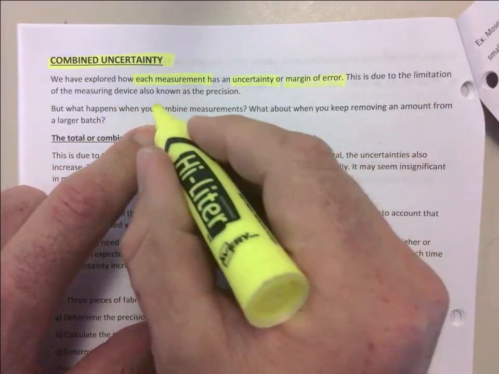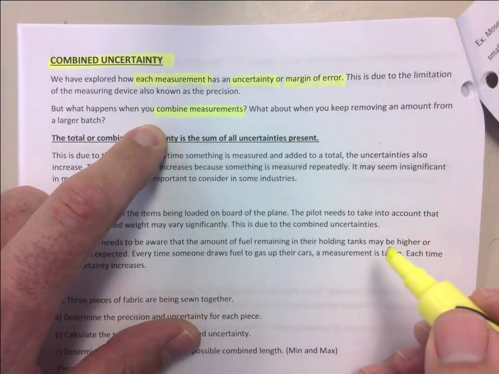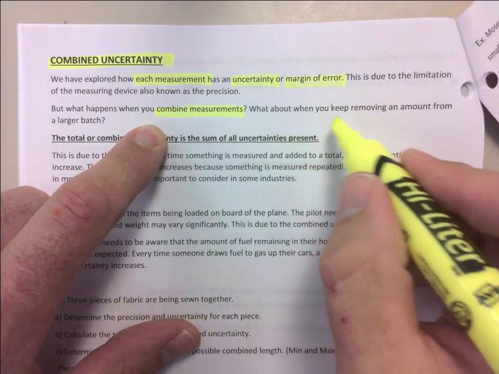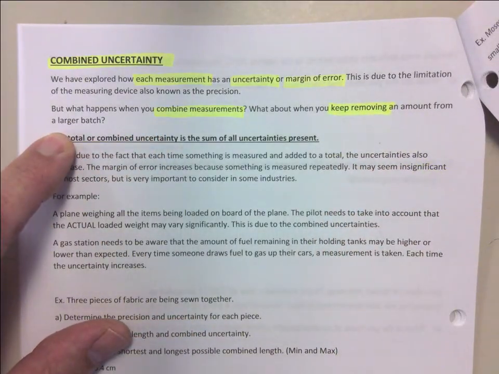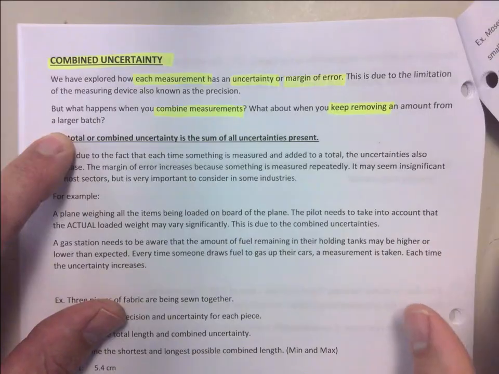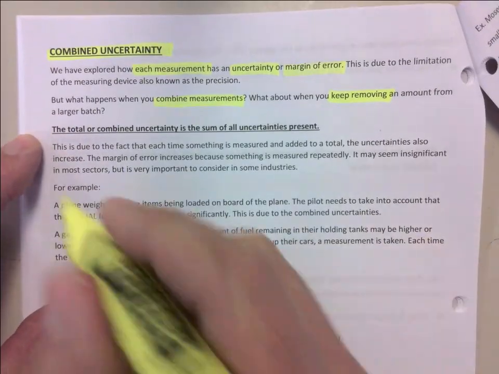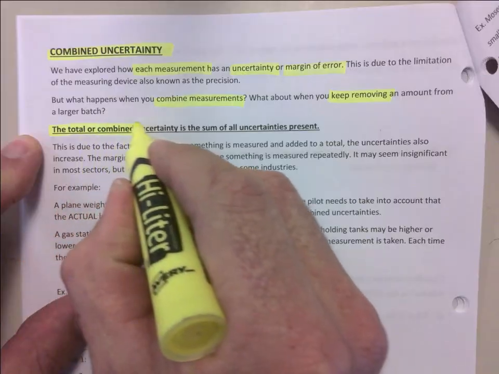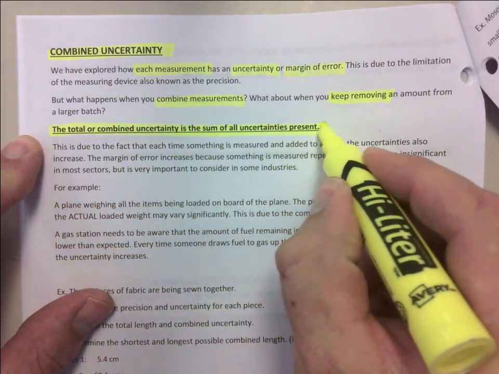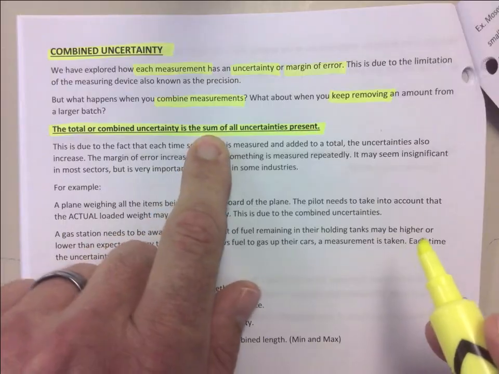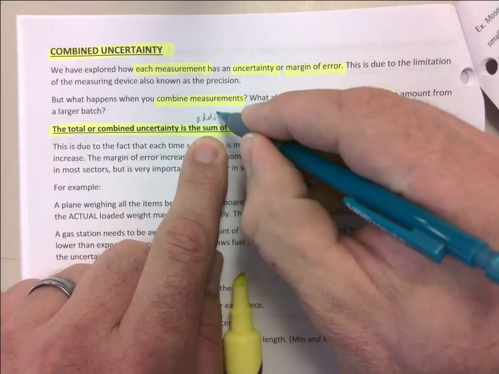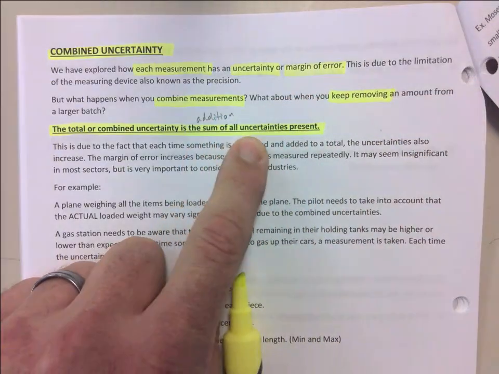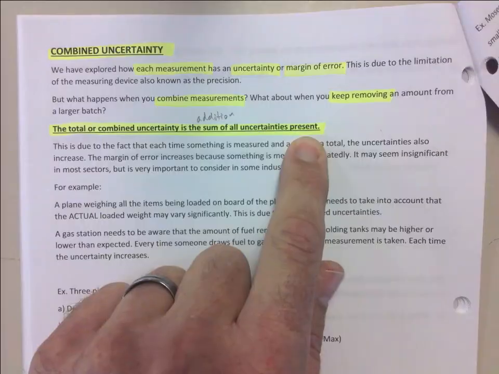What happens if you combine measurements? What about when you keep removing an amount from a larger batch? What happens then? Here's in summary what we're going to do. The total or combined uncertainty is the sum, the addition, of all uncertainties that are present.